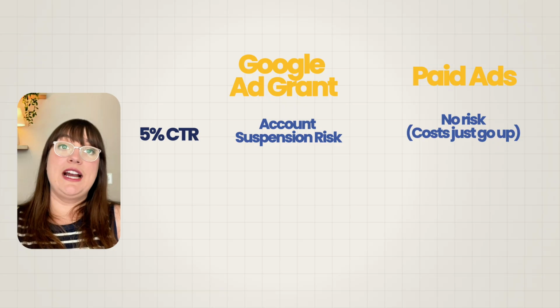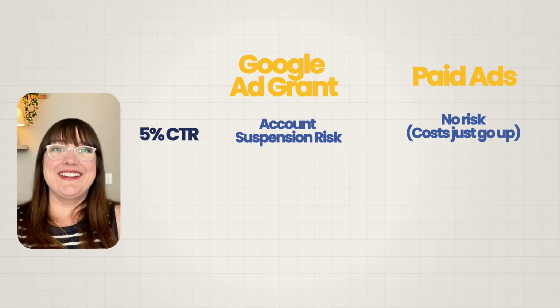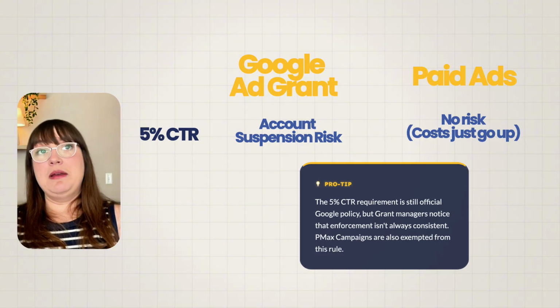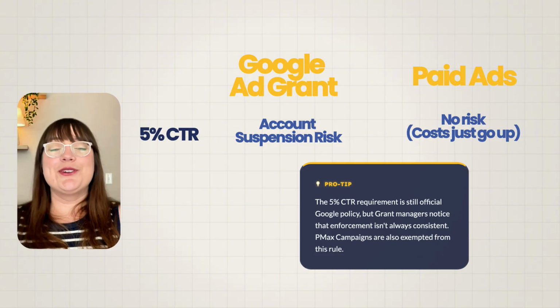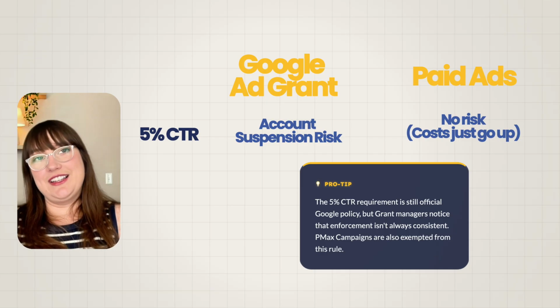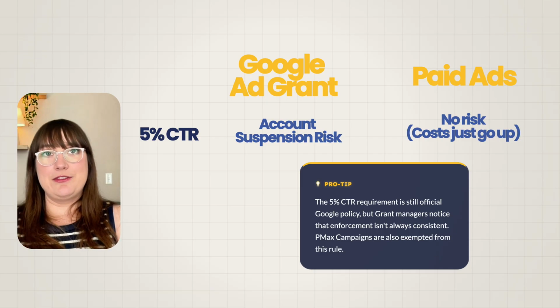In a paid account, if your ads are maybe not doing so hot and your CTR is 0.7%, Google will not suspend you. You'll just get penalized with higher costs until your ads eventually stop showing. Google does still want to maintain good quality, but the rules are a lot less strict for people who are actually paying them out of their own pocket.